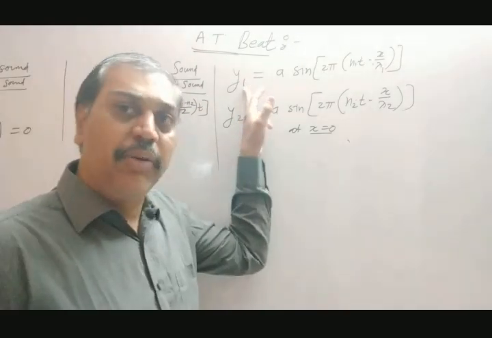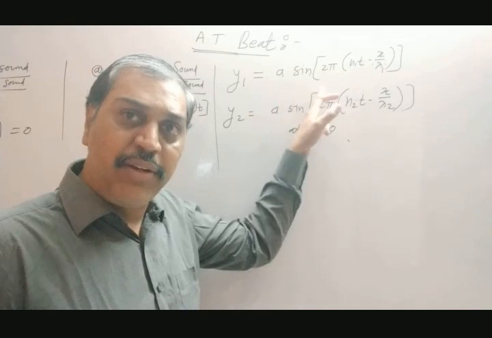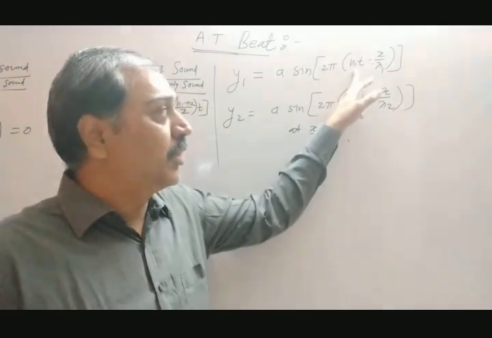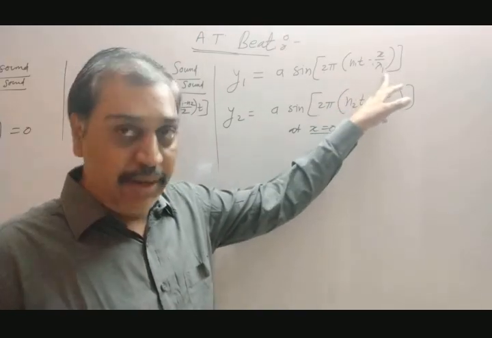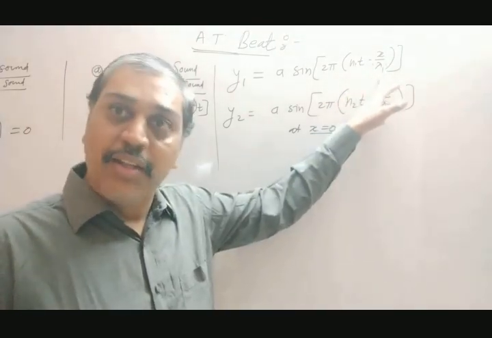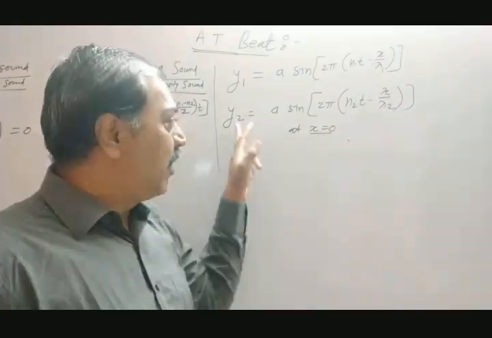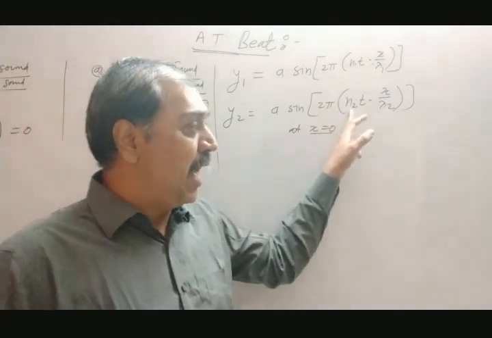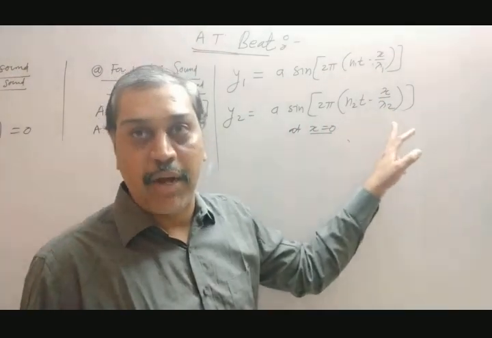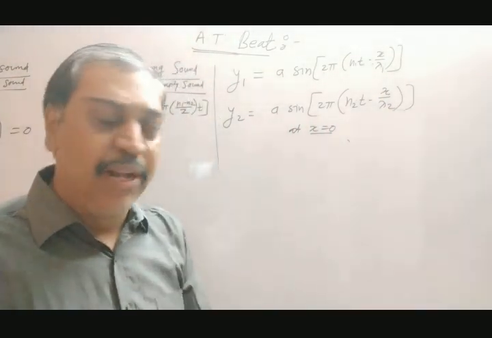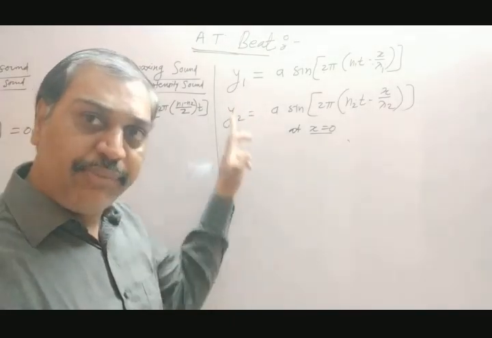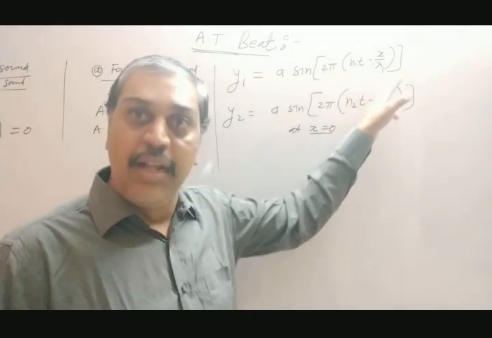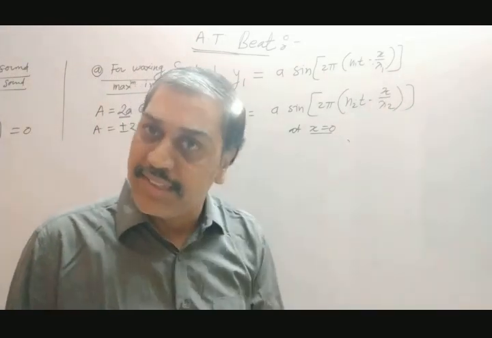Let's consider the first wave represented by y1 equal to a sin 2π(n1 t minus x by lambda 1), where n1 is the frequency of the first wave. As frequency is different, the wavelength would be different. y2 is the displacement of the second wave, where we can write y2 equal to a sin 2π(n2 t minus x by lambda 2). Both equations are the same, only the difference is y1 for the first wave, y2 for the second wave, n1 for the first, n2 for the second, lambda 1 for the first wave, lambda 2 for the second wave.